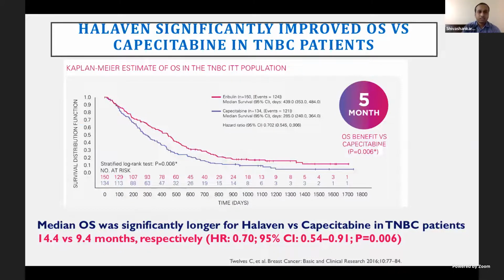So in this pre-specified subgroup analysis, as we discussed, in triple negative breast cancer the OS benefit was both clinically and statistically significant. The magnitude of benefit was huge, to the tune of 5 months, improving from 9.4 to 14.4 months with a hazard ratio of 0.70. That is a 30% reduction in the risk of a mortality event.